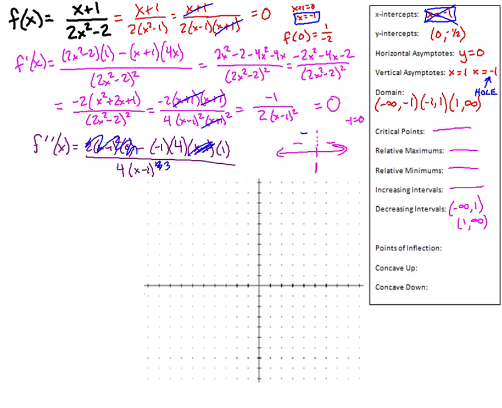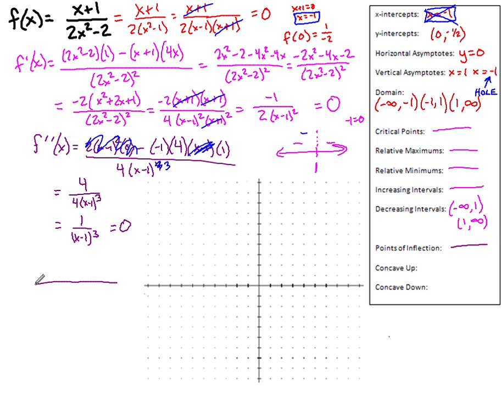And what I should be left with now is whatever's up top. So negative 1 times 4 times 1 is negative 4, but it's minus negative 4. So it should be a positive 4 over 4 times x minus 1 to the 3rd power, which I can simplify even more to be 1 over x minus 1, the quantity cubed. So that means to find the points of inflection, again, I just set it equal to 0. If a fraction equals 0, that means the top equals 0. That can never happen yet again. So that means I have no points of inflection.